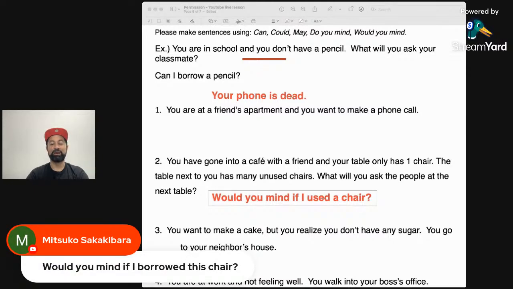Mitsuko answered, would you mind if I borrowed this chair? Also correct. We could use borrow. And I like, Mitsuko, you said this chair because you are maybe pointing to a specific chair, so maybe you're using the hand gesture. So that was very good using the word this.